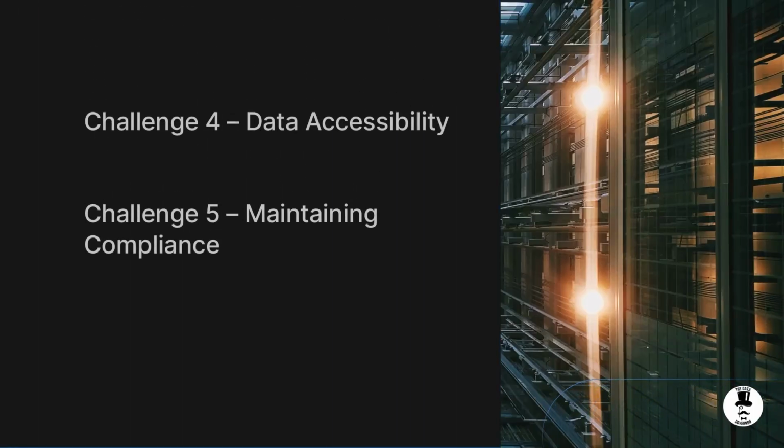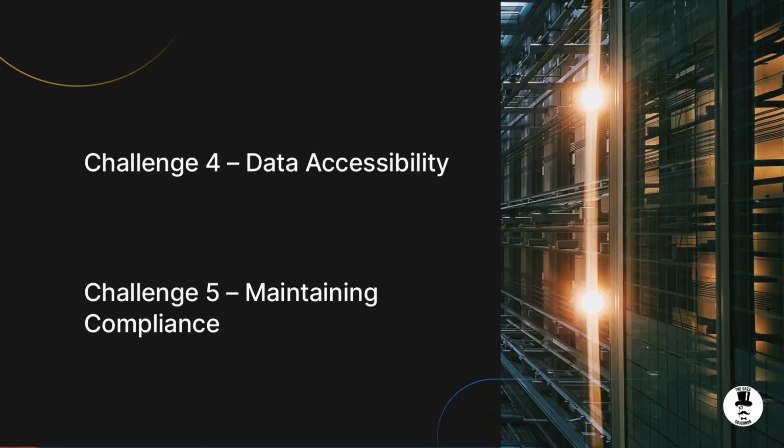Challenge 4. Data accessibility. Data accessibility is another aspect of data governance that must be addressed. Organizations must establish policies and procedures to ensure their data is available to users who need it. They must also consider the different ways that users may need to access the data, such as API access or web-based access. Finally, organizations must consider the latency of data access in order to ensure data is available in a timely manner.